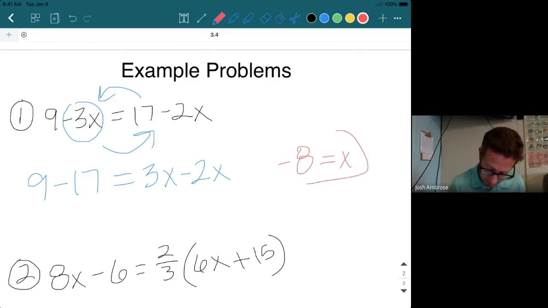Okay, that's as far as we go there. Perfect. The 3x minus the 2x really helped, because that dropped it down to just x. So we didn't have to worry about any division at the end of this problem.